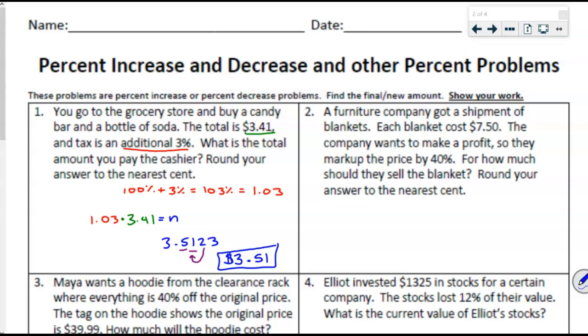Okay, let's look at number 2, and then I'm going to let you guys just kind of practice. Number 2, it says a furniture company got a shipment of blankets. Each blanket cost $7.50. The company wants to make a profit. What does profit mean here? Anyone able to discern what that means based on the situation? Sophie?